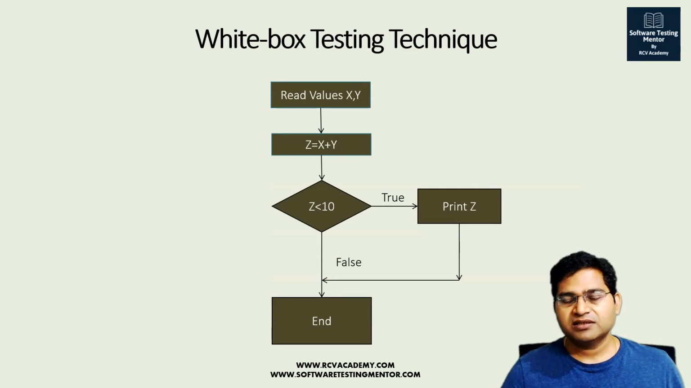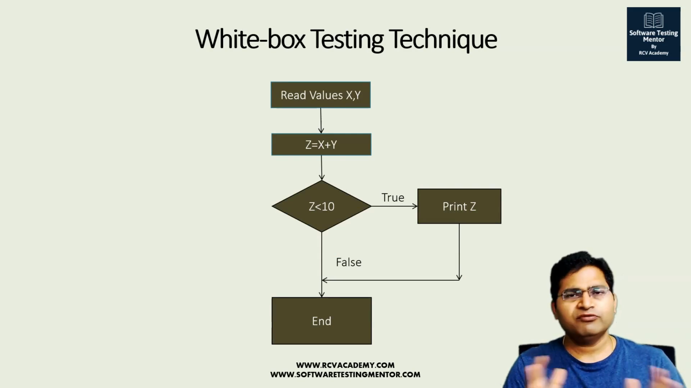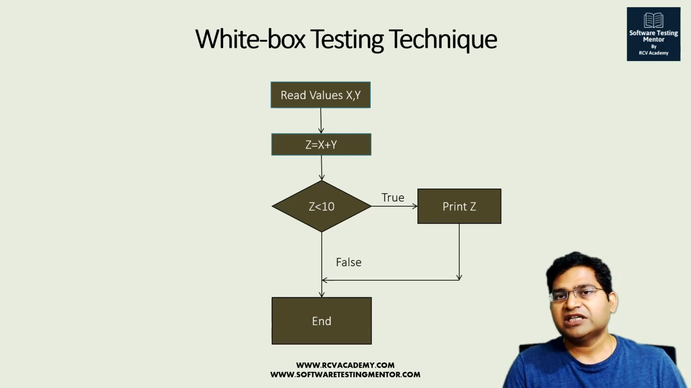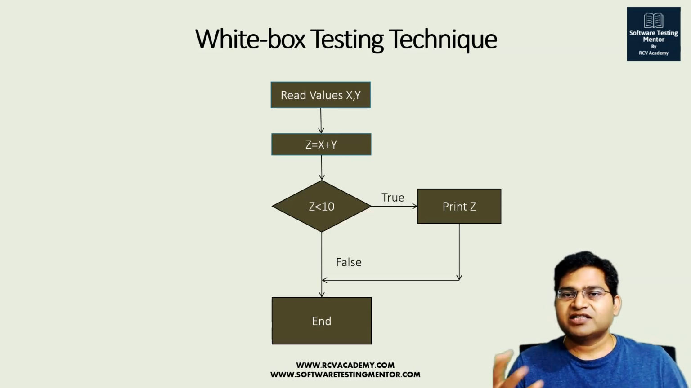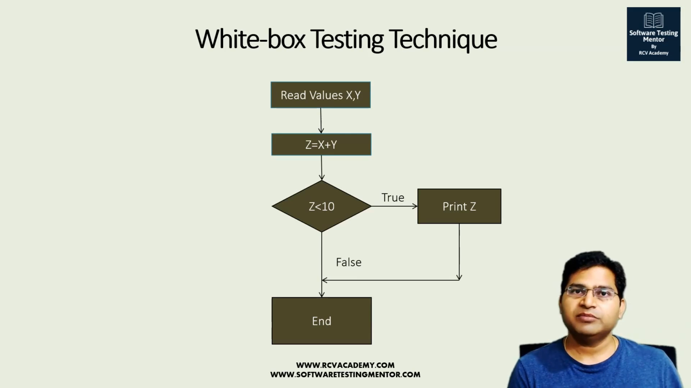You can see this flowchart here, showing how white box testing is usually done. For example, if you're aware of any programming language, say there is a method written in Java or Python that accepts two values and checks if the sum is greater than 10, it will return something. If it is less than 10, it will return something else.